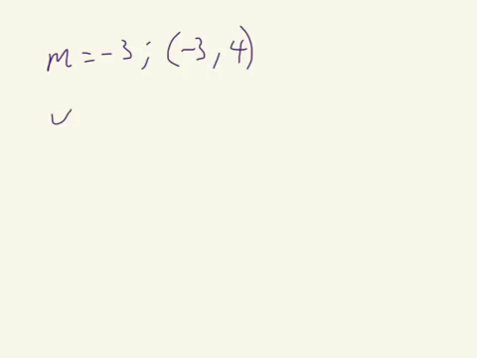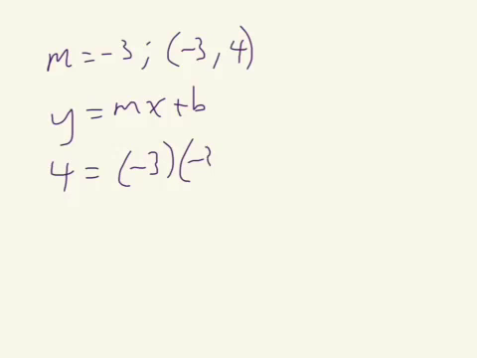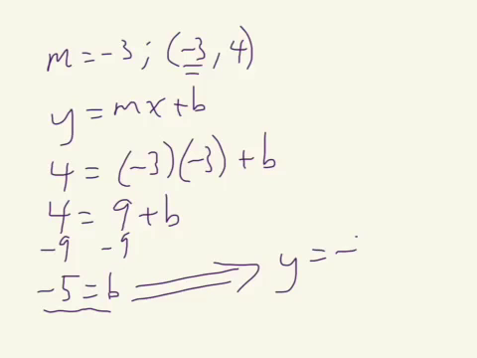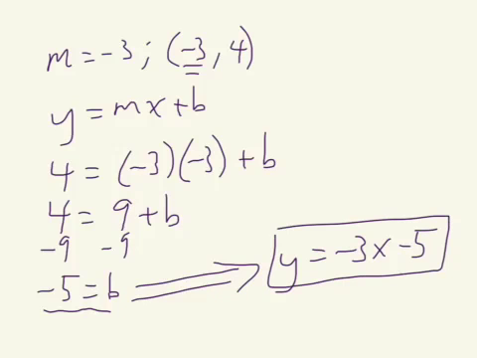So if you use this method, y equals mx plus b, you say, hey, 4 is a typical y, slope's negative 3, negative 3 is a typical x, and I want to find b. Negative 3 times negative 3 is 9, subtract 9, negative 5 is b, so my equation finally is y equals negative 3x minus 5. That's the other way of doing it.